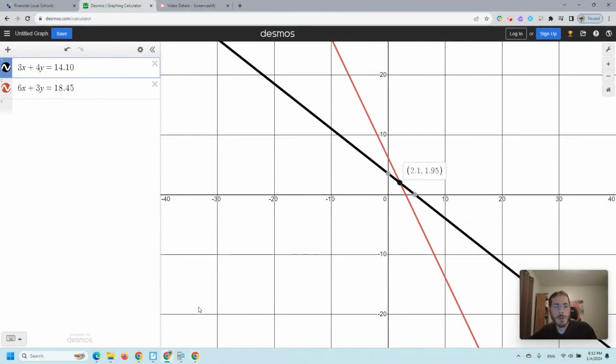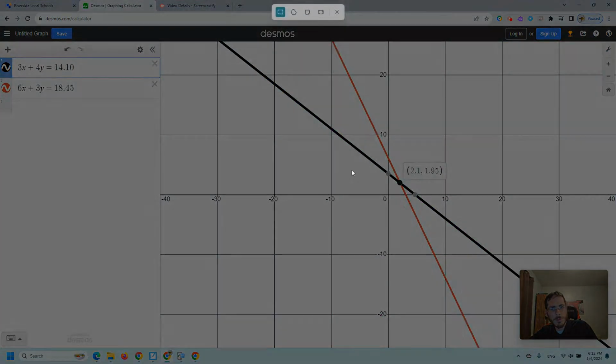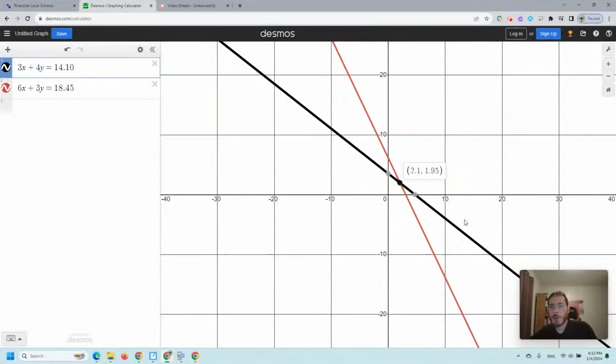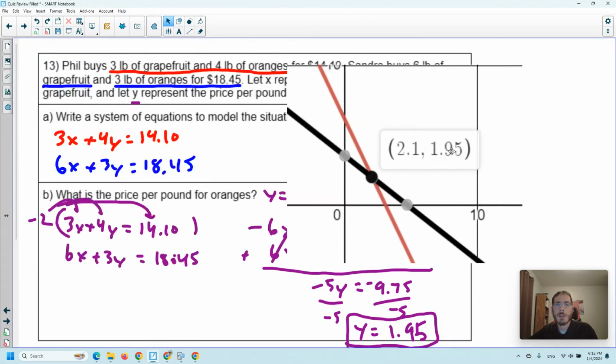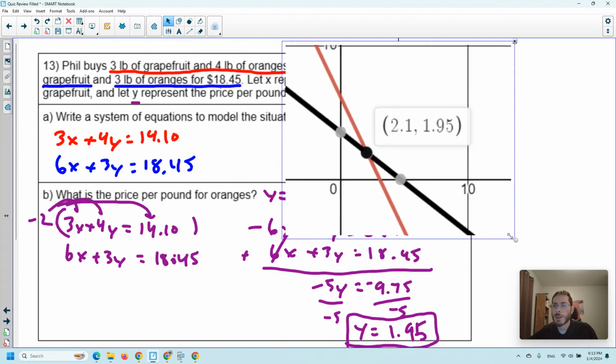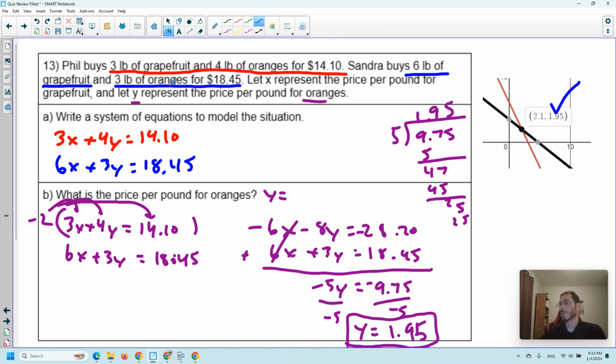If you really want to know how much the grapefruit were, they were $2.10. Didn't ask for it, which is why the graph might not be your best choice, because we only need one, and it's the variable we get after we eliminate. So elimination was pretty quick. If we really wanted to double check, we can just double check it with the graph. So that looks good. Yep, 1.95, check. All right, and that's everything. So that's the entire study guide.